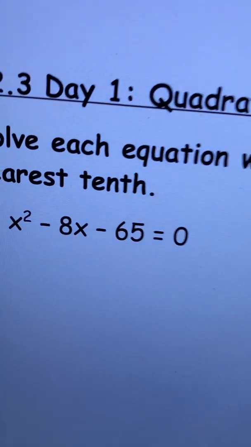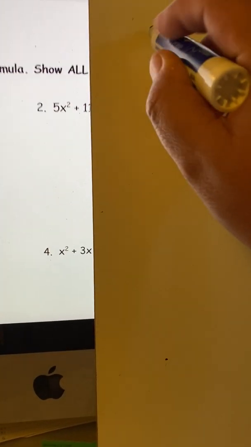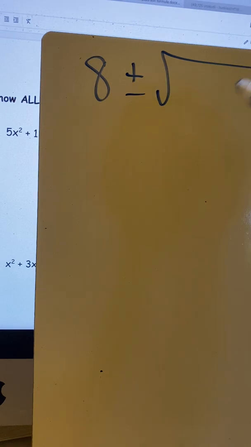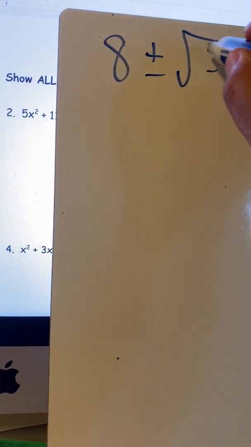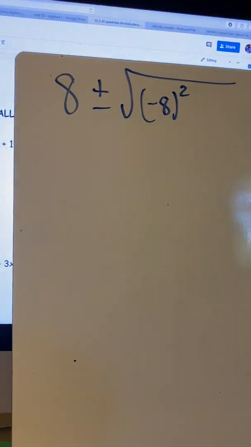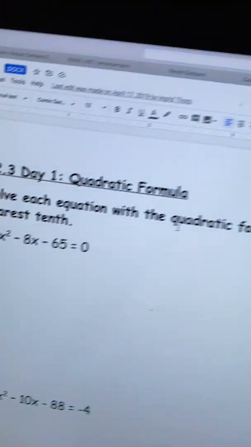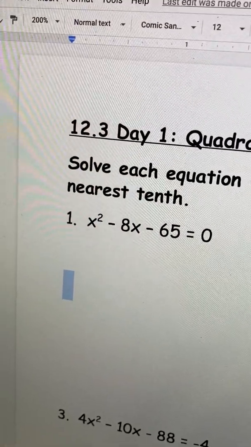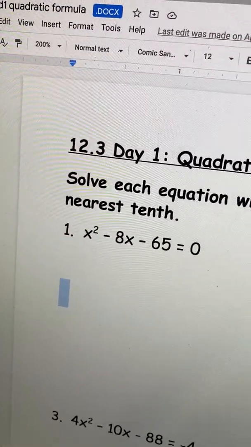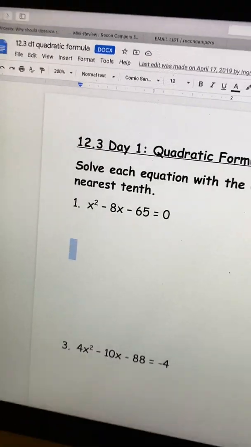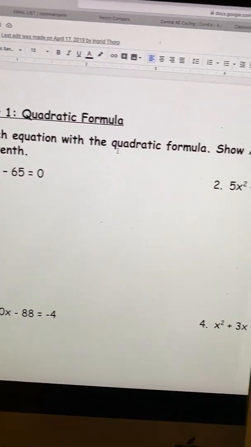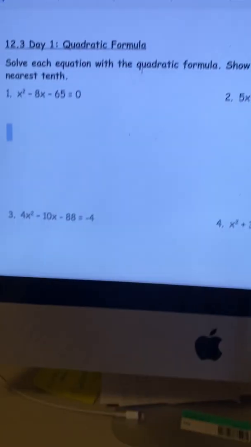Negative b, the b is already negative, so it's a positive 8, a negative 8, plus or minus the square root of b squared, which is a negative 8 squared, minus 4ac, 4 times a, which is 1, times c, which is a negative 65, all over 2 times a, which is 2 times 1, 2. Do you need to write the ones? No, but I'm just filling it in.